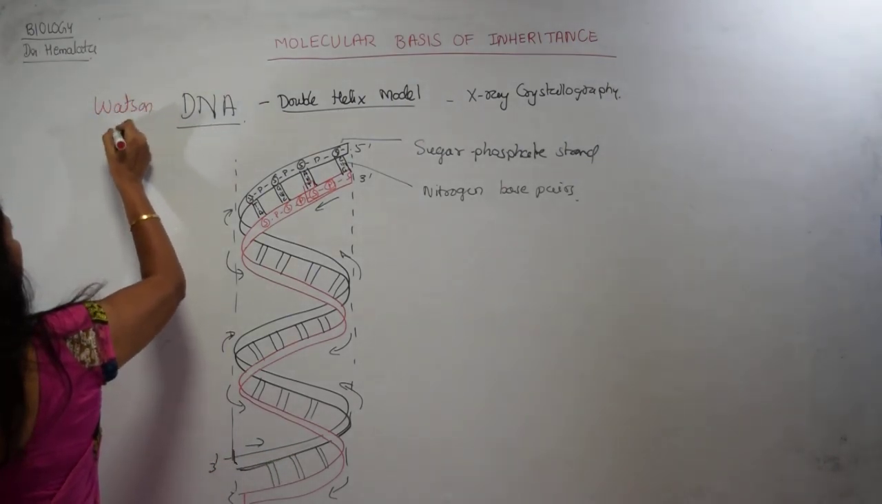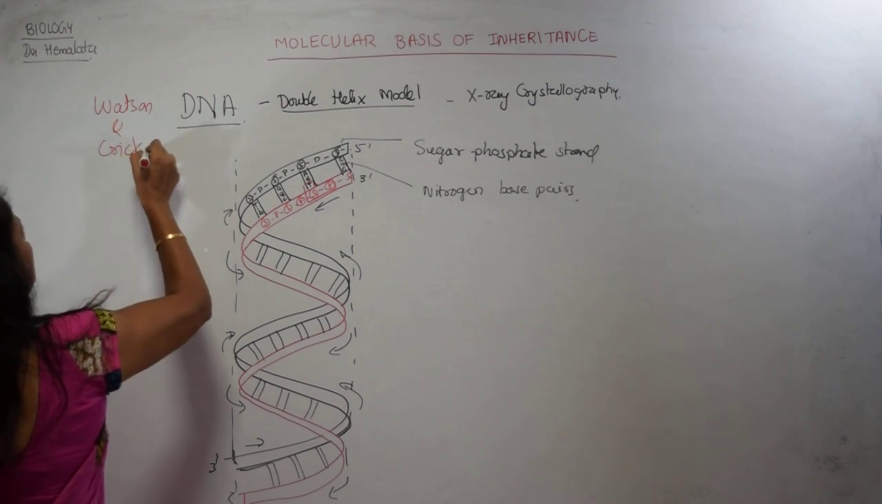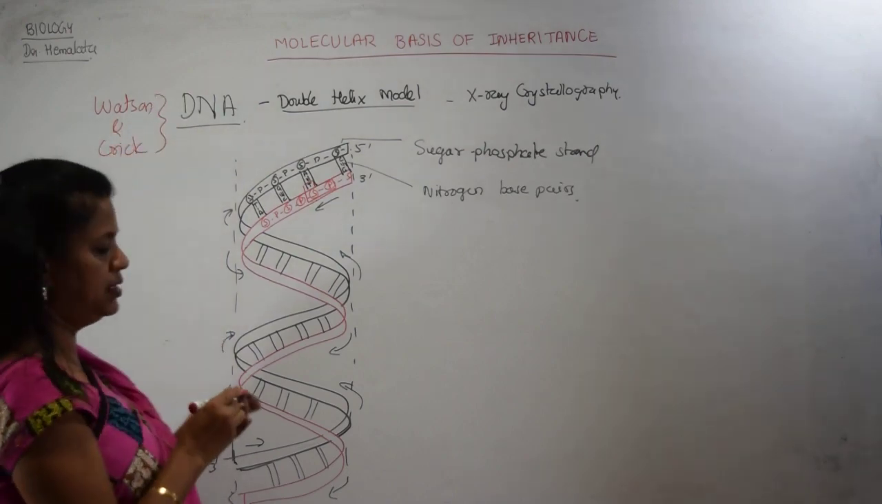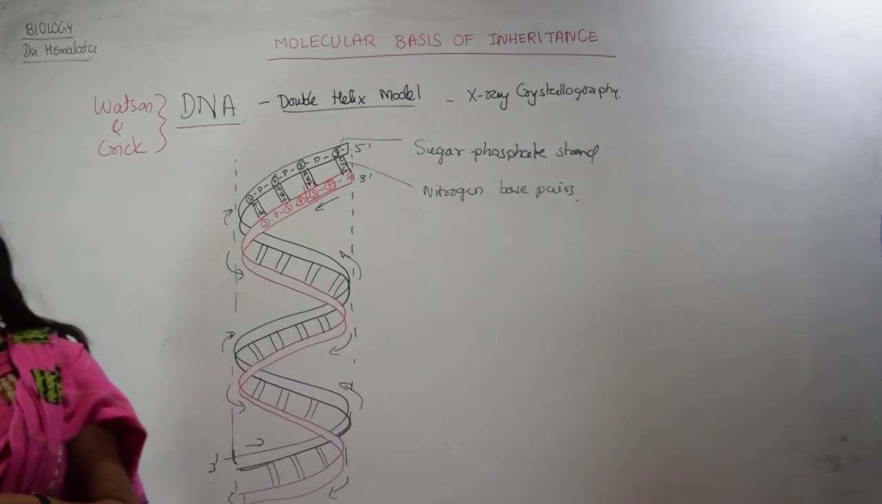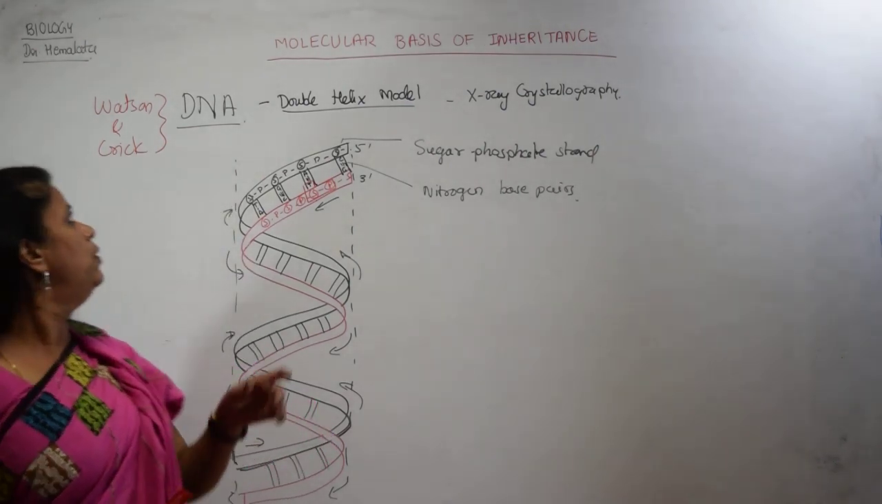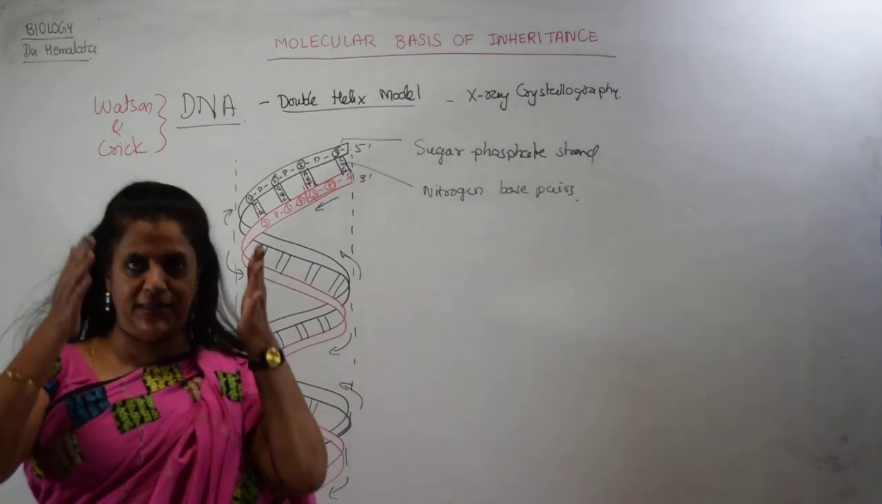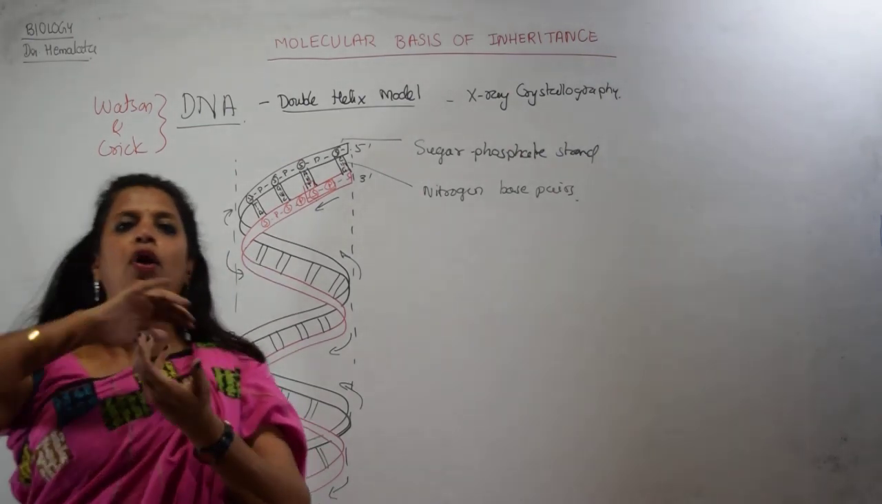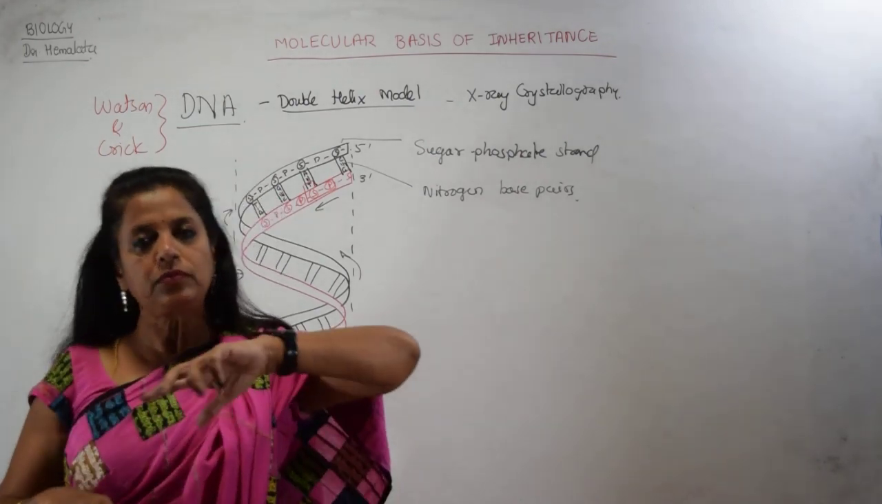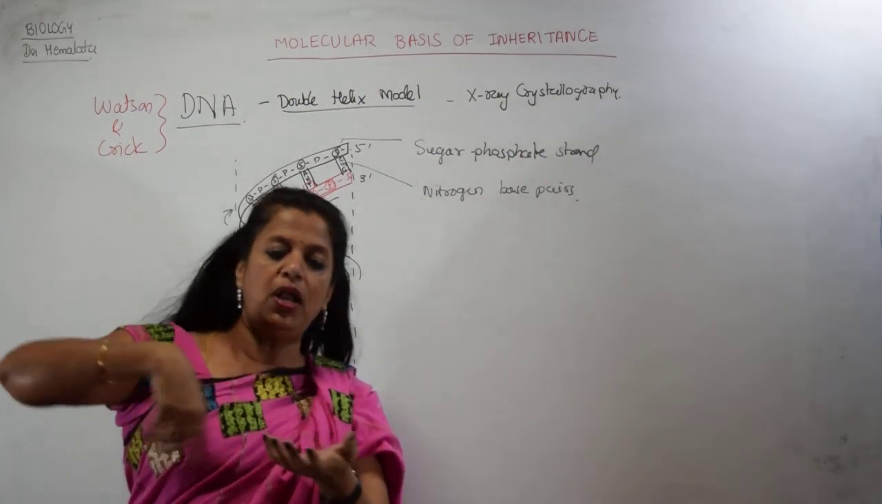Watson and Crick won the Nobel Award for this. They gave the double helical DNA model, right? They explained that DNA is not just a simple ladder-like structure. It is a helically coiled ladder. It looks like a double helix or a circular staircase.